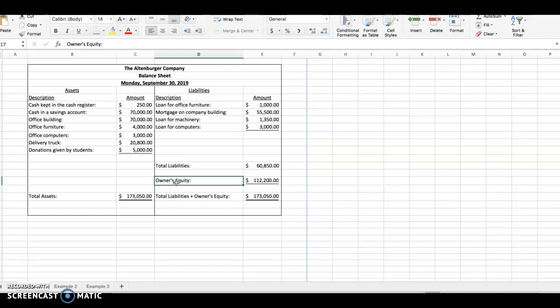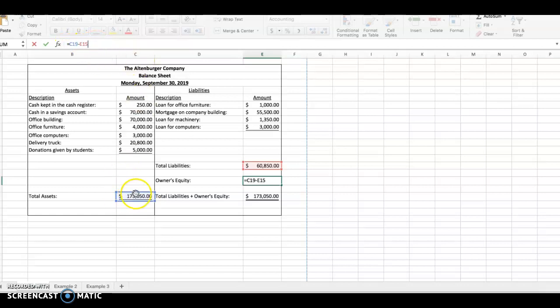So we're making it very simple to begin with. This is a single owner business, and so the owner's equity in this case is $112,200. You need to know how that number is arrived at. Very simply, you take total assets, you subtract from it total liabilities, and that should give you owner's equity. And again, up here in this line at the very top, you see the formula. And the formula is based on cells. 173,050 is cell C7. And you subtract liabilities, you get 112,200.